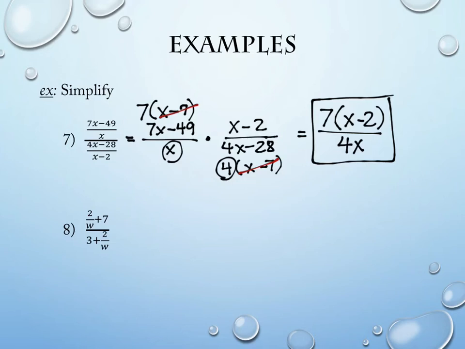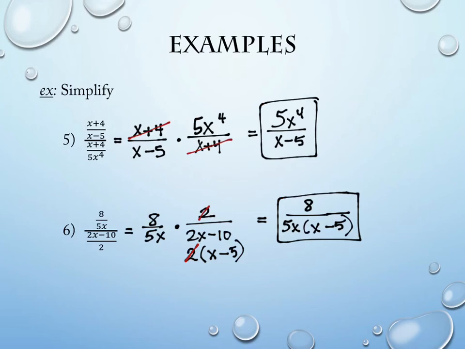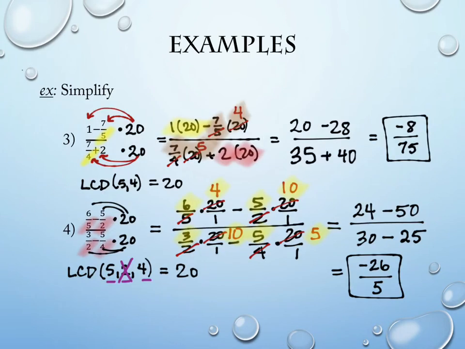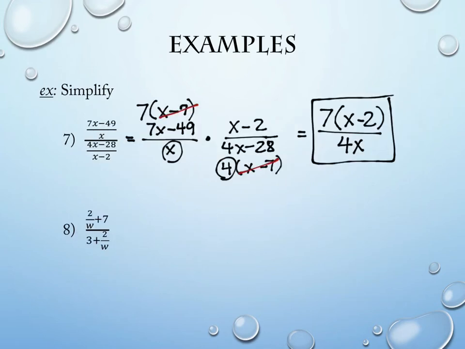All right, so number 8. Number 8 is like problems 3 and 4. Since we haven't done it in a while, I'll remind you that on 3 and 4, we had fractions inside of fractions, but I also have addition and subtraction, so I don't have a single fraction on top and a single fraction on bottom. That's just what's happening on number 8. So my best bet is to find and multiply by the least common denominator.